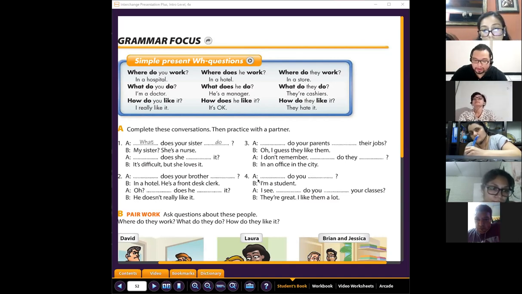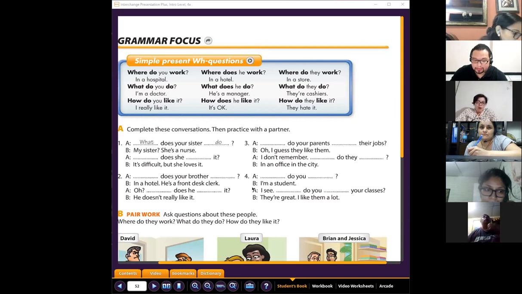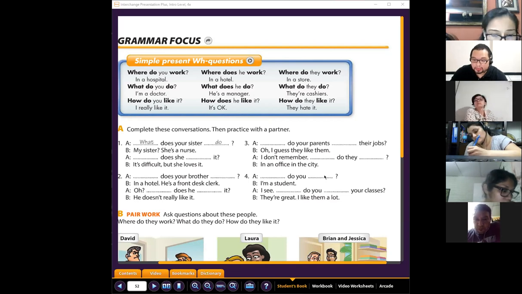Number 4. Wendy, do you have number 4? Wendy, you are in mute. Está con el micrófono apagado. ¿No la tiene? No. Don't worry about that. Okay, Jenny, do you have number 4? What do you do? I'm a student. Well, do you have the next question?